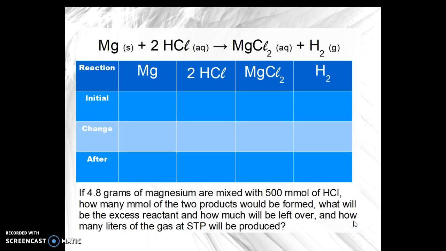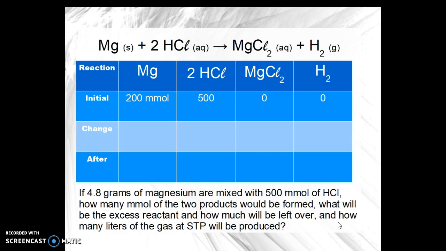And here we have it with the coefficients on the reaction line. And the question itself is down at the bottom. Now, the initial magnesium is given in grams, and of course we can change that to 4,800 milligrams. We then multiply by 1 millimole per 24 milligrams of magnesium, and we see that we have 200 millimoles of magnesium. Now, we have 500 millimoles of hydrochloric acid, and of course 0 product.